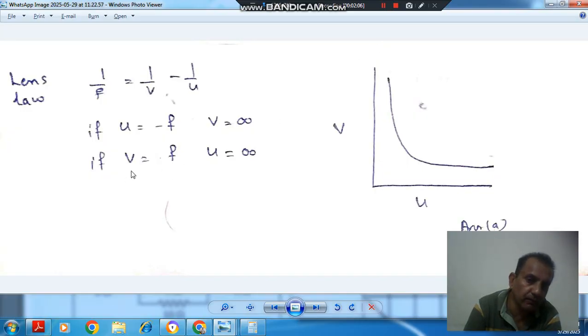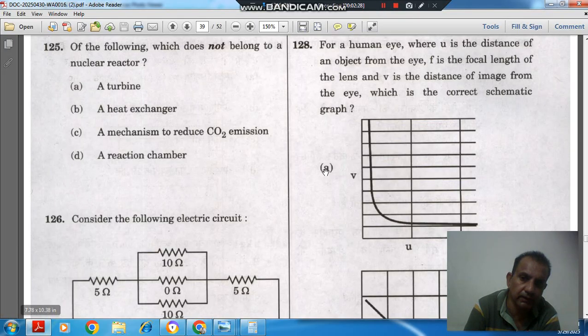Now if we want to find the image at focus, if we put v as f, then u will be infinity, so the object should be at infinity. That is the correct relationship, and this is the graph. This is called a rectangular hyperbola. So the answer is option A. Answer is option A, this type of graph.